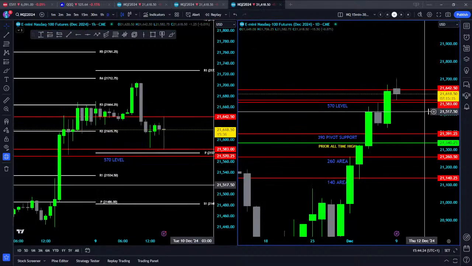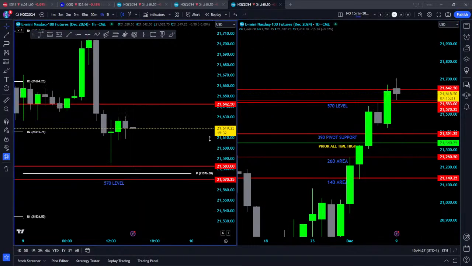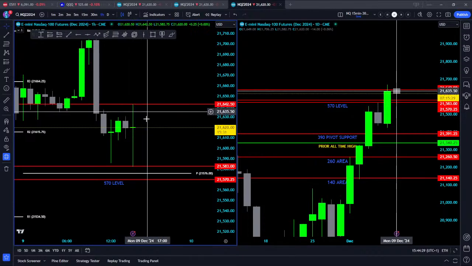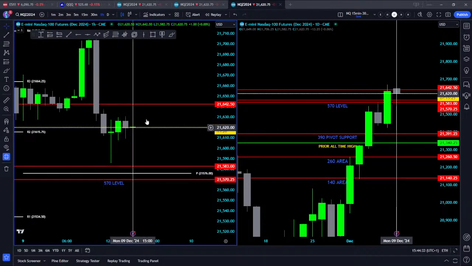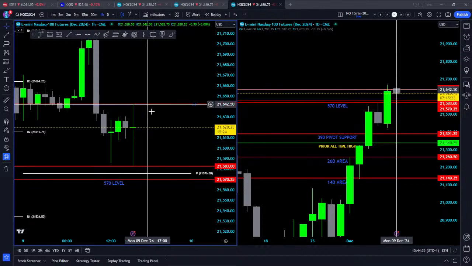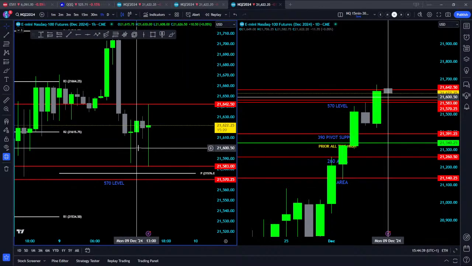Quick recap, guys. We are at the all-time highs. Expect choppy action. Look at this hourly candle. Just look, there's no direction. It's literally flat in the middle of the range. There's nothing to do. There's no reason to take a trade. There's no reason to do anything other than to be patient and wait.